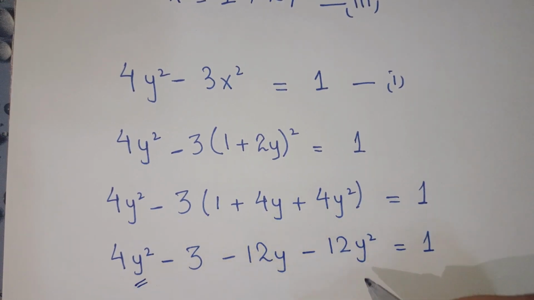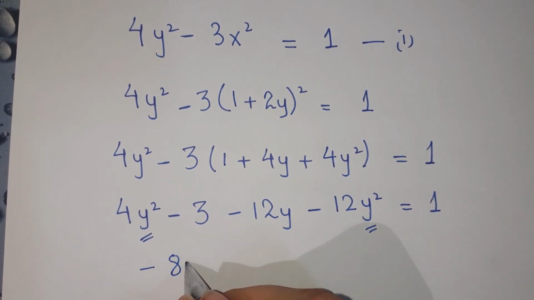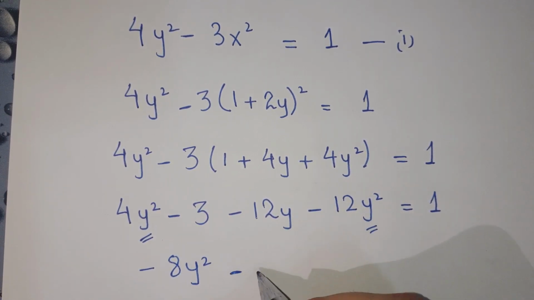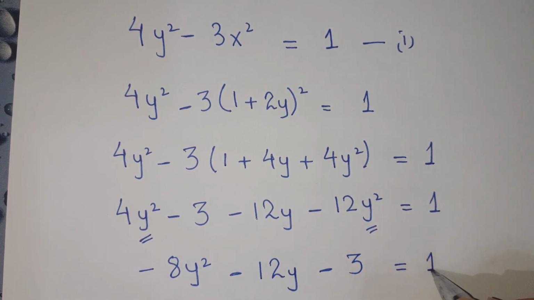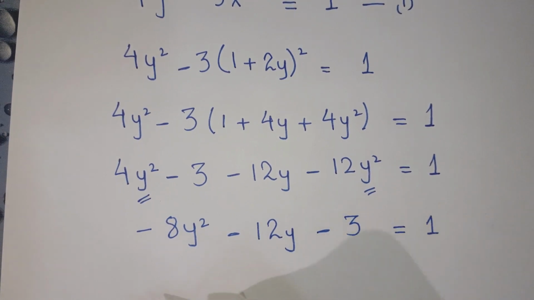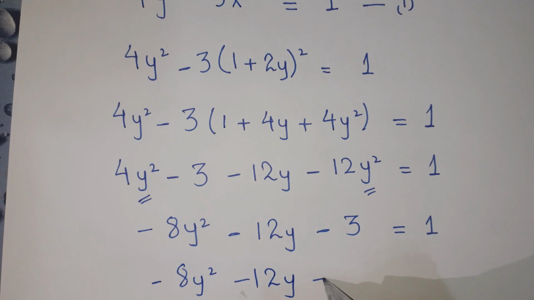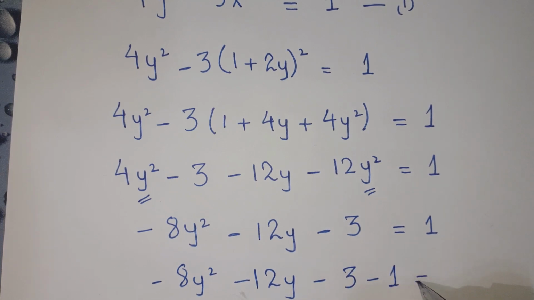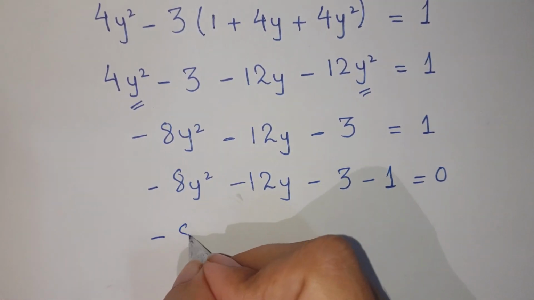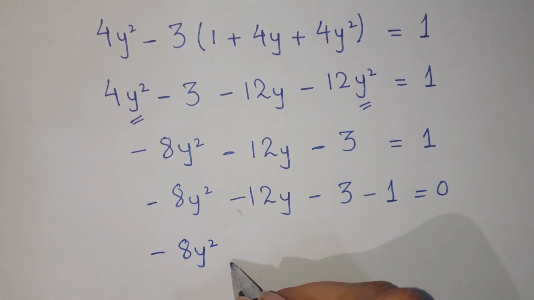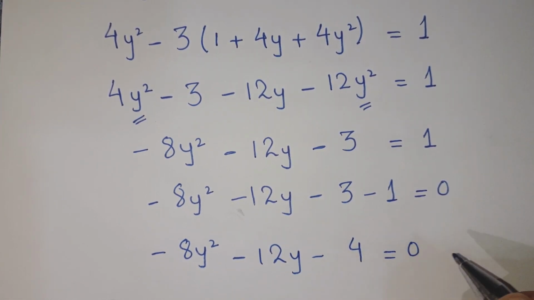Here you have two quadratic terms, so just simplify them. You get here minus 8y square. There is one linear term, just copy it as it is, minus 12y, minus 3 is equal to 1. Now bring this 1 to the left hand side. So you will get minus 12y minus 3 minus 1 equal to 0. Further, you can simplify it as minus 8y square minus 12y minus 4 is equal to 0.